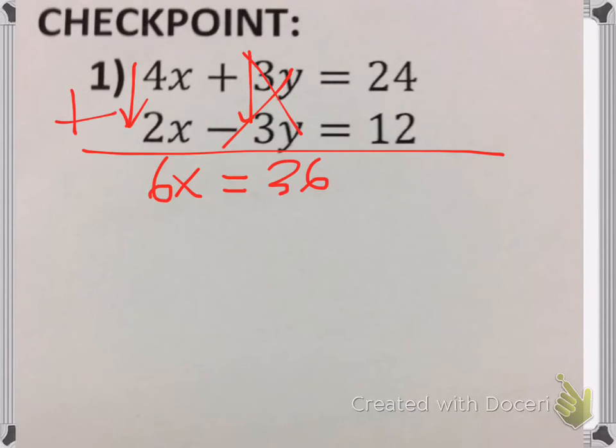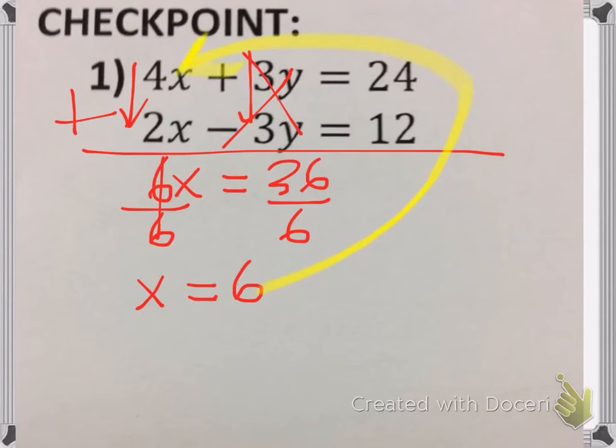So this was a really nice, easy one. I'm going to divide both sides by 6, and it cancels over here to be x, and over here 36 divided by 6 is another 6. So I'm not done yet. I have to take that 6 and I have to substitute it back up into the top equation so that I can get my solution.